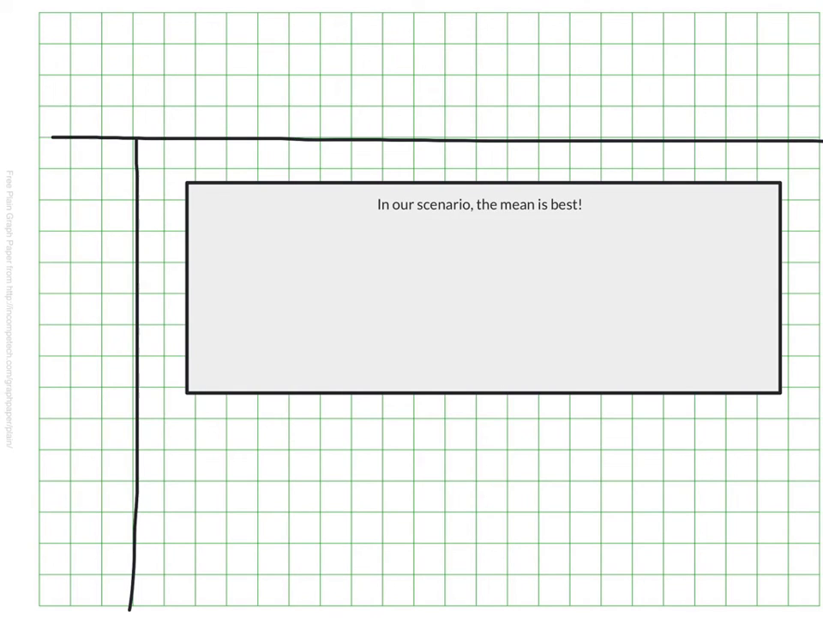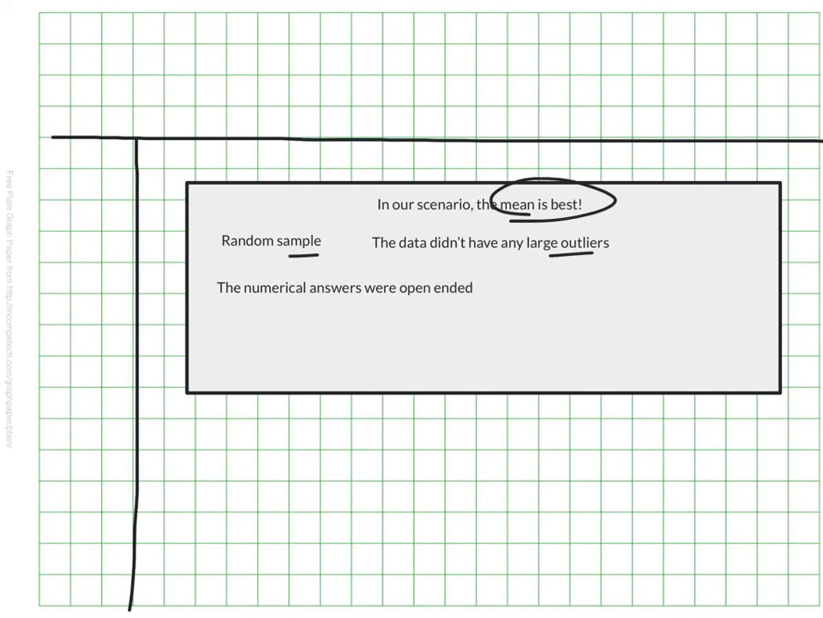So thinking back on our scenario, right, we had a great random sample. The data didn't have any large outliers. And the numerical answers were open-ended, right? We weren't telling people to rate on a scale of 1 to 10 or anything like that, right? So it meant that the mean was our best choice here.